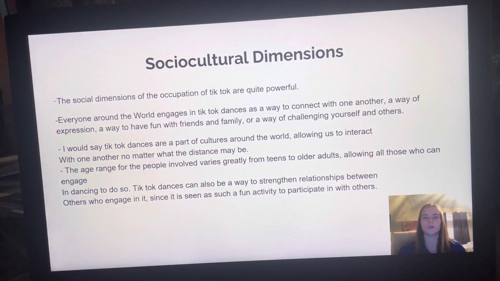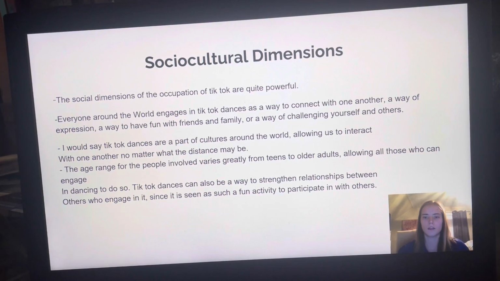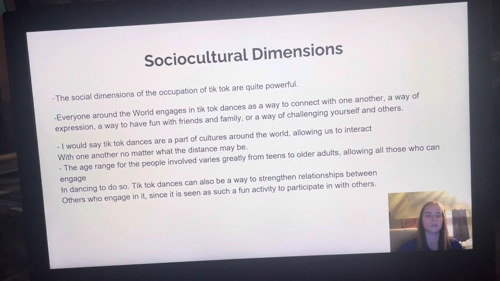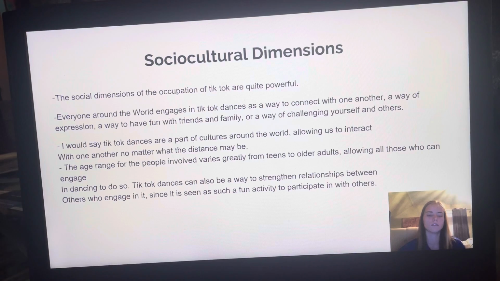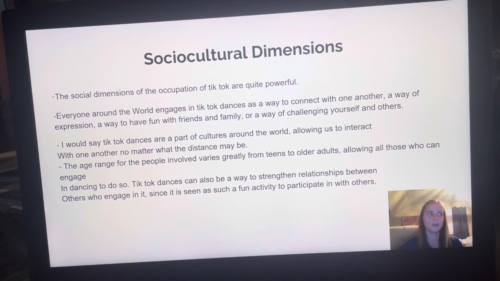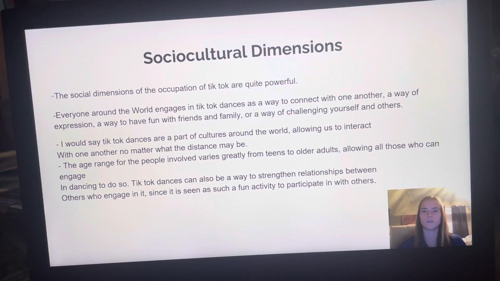TikTok dances are really a part of our culture right now, I would say. I feel like it really became big around when COVID hit, and ever since then, everyone's been using it. The age range for people involved goes from adolescents to the older population. And this is just a way to really strengthen your relationships with others and have fun while doing it.